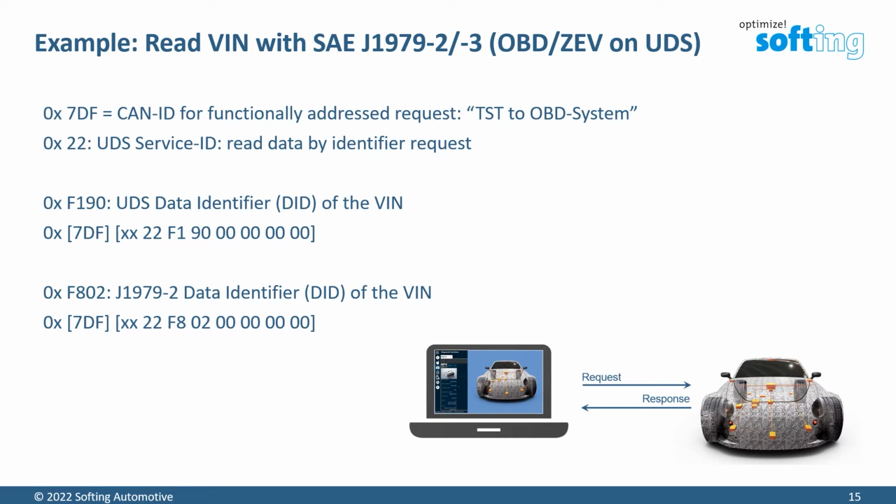J1979-2 does not use the DID of ISO 14229 UDS. It specifies its own data identifier of the VIN. And this data identifier is not F190, it is F802. I don't know why, but if you would like to read the VIN with J1979-2, you have to send the 22 F802 to the control unit.